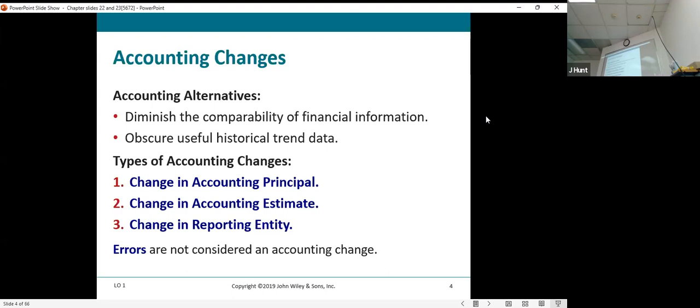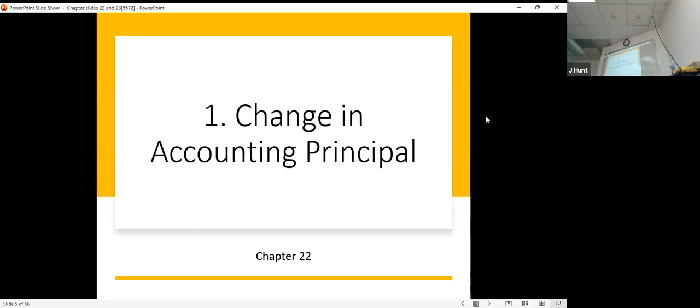So for the first 3, 1 to 3, there is an approach taken for each one in terms of how we deal with that type of change. I have at the end of this chapter a nice little summary of all of them in a table so that you could see all of them lined up against each other. So the first one, the change in accounting principle, right?